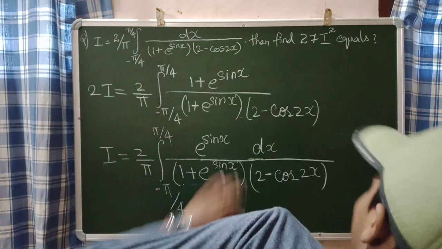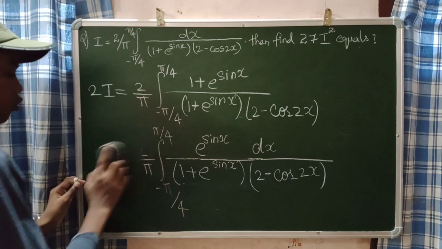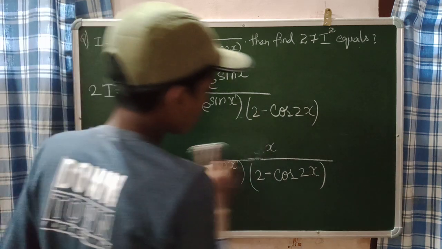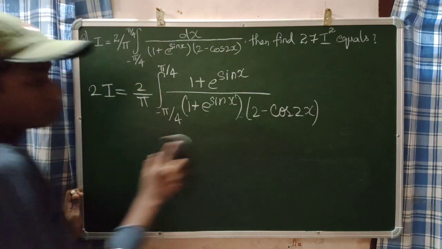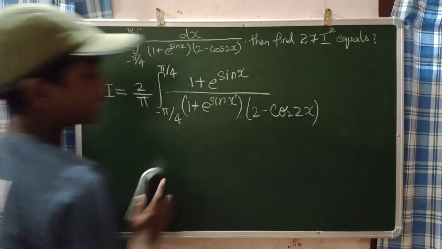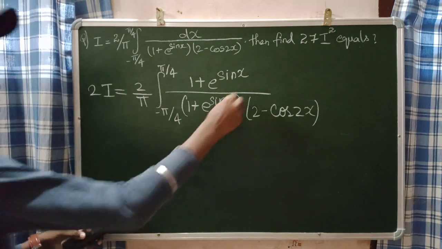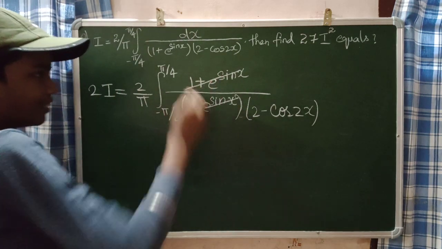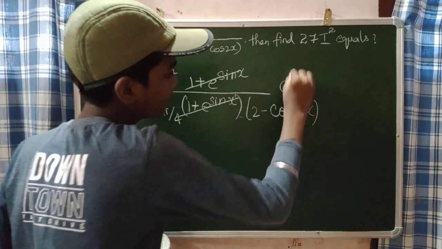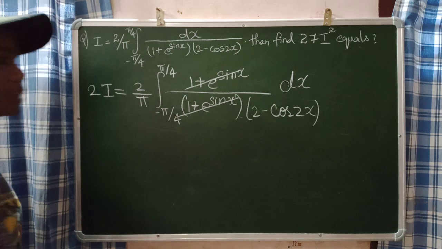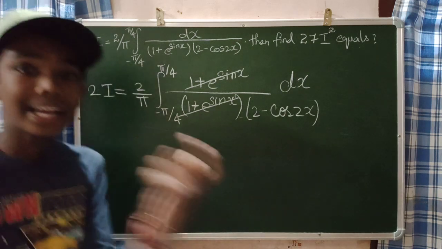Now, after adding these two integrals, I got this form of integral. Now I have arrived at a form of integral which looks easier, because, guys, you can cancel out these two terms now, here dx, right? You can cancel out these two terms now, and that is the beauty of the King's rule.